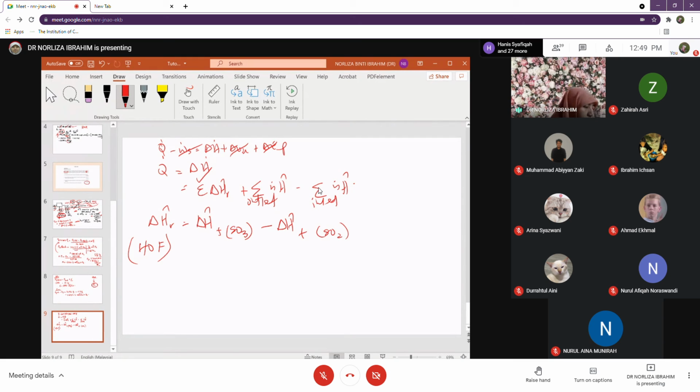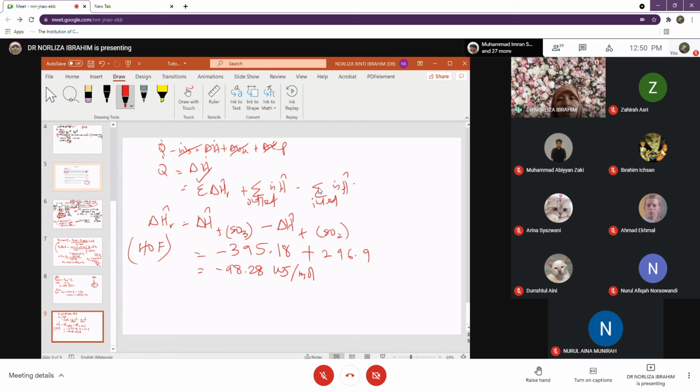So SO3 is negative 395.18. SO2 is negative 296.9. So your heat of reaction will be negative 395.18 plus 296.6, which is negative 98.28 kilojoule per mole.